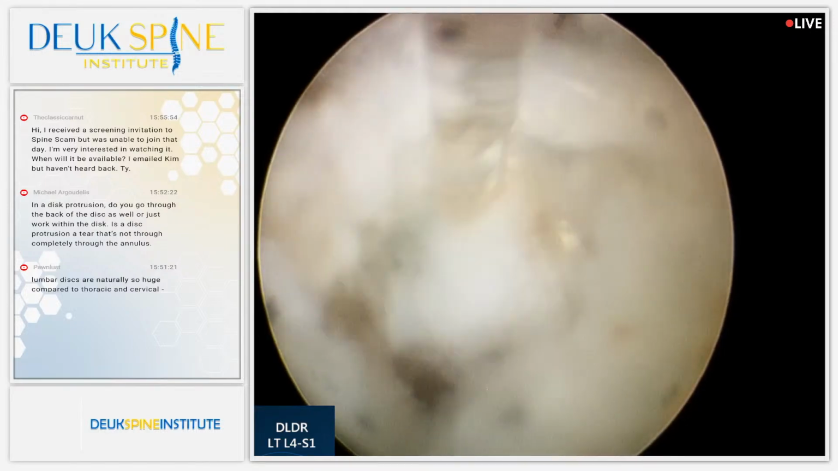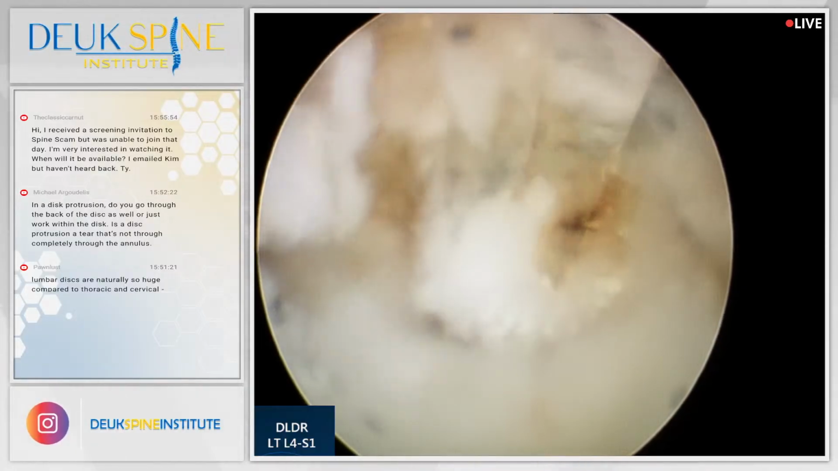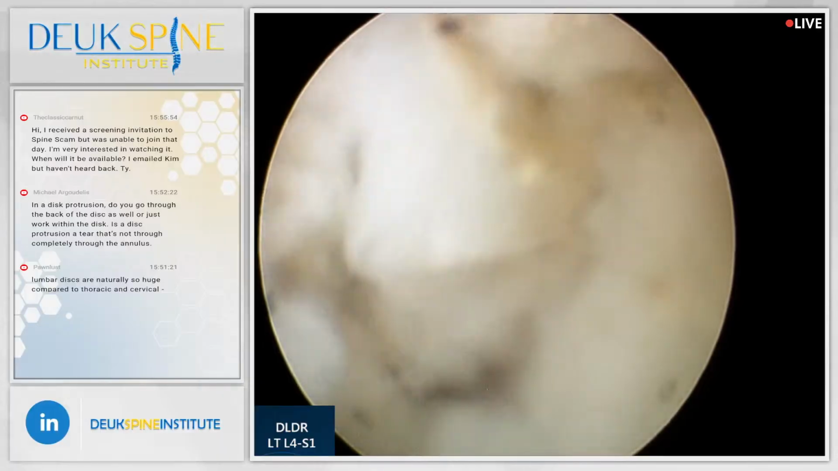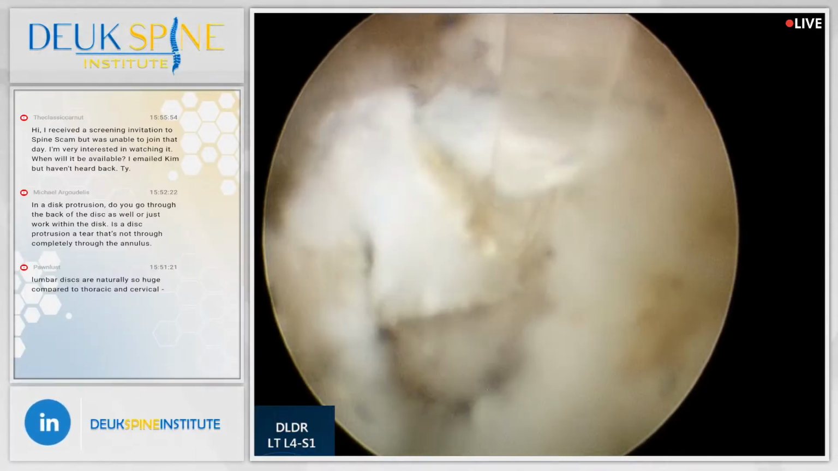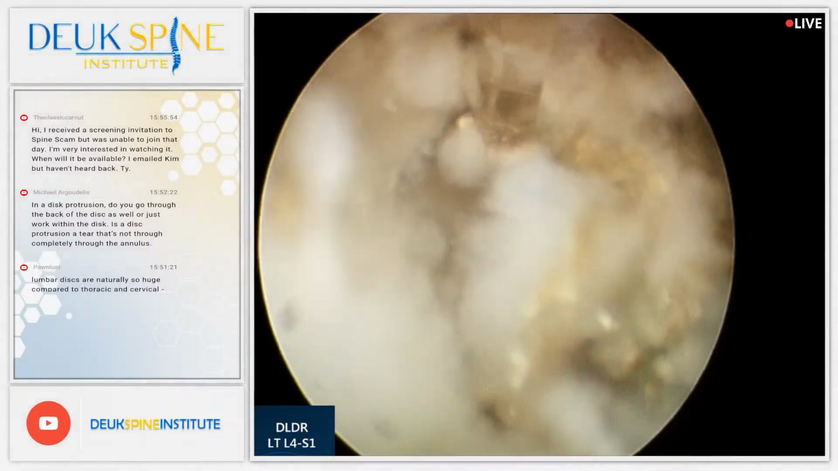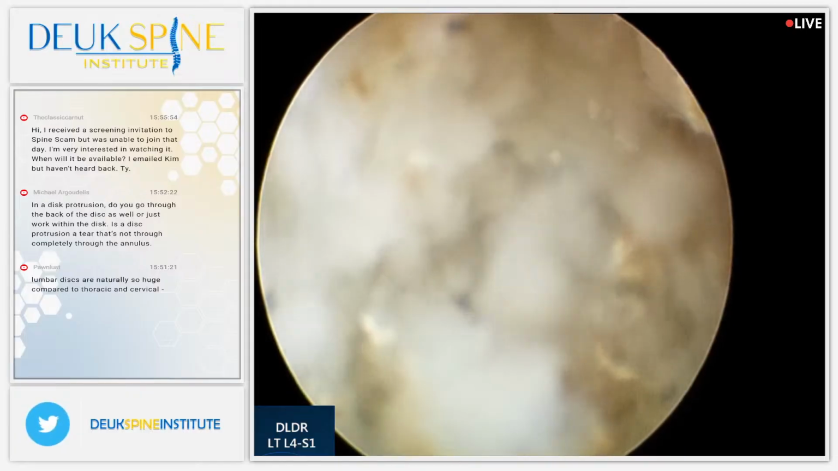Then you have the best treatment in the world, which is the Duke laser disc repair, which is what we do. And that is the safest and most effective treatment to deal with a herniated disc that's not calcified, that you go through a bilateral transforaminal approach, and that's with the small tube and the laser. That's what I would recommend, and that's what we do here at Duke Spine.